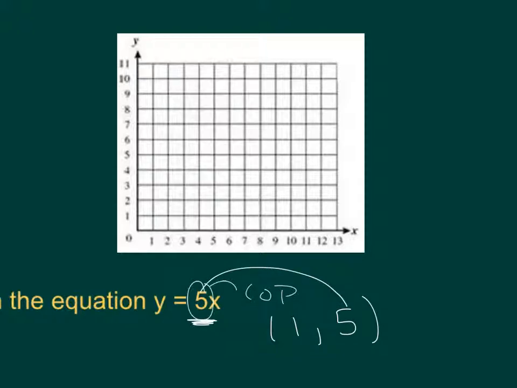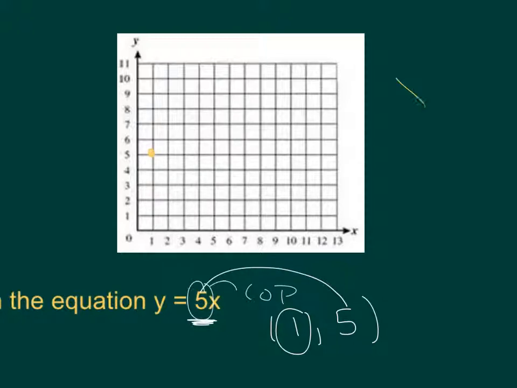When the y value is 5 and the x value is 1, that means my constant is 5. This is always the y value when the x value is 1. So I can go over 1 and up 5. Make that in a darker color so we can see. Over 1, up 5, that is my first point.